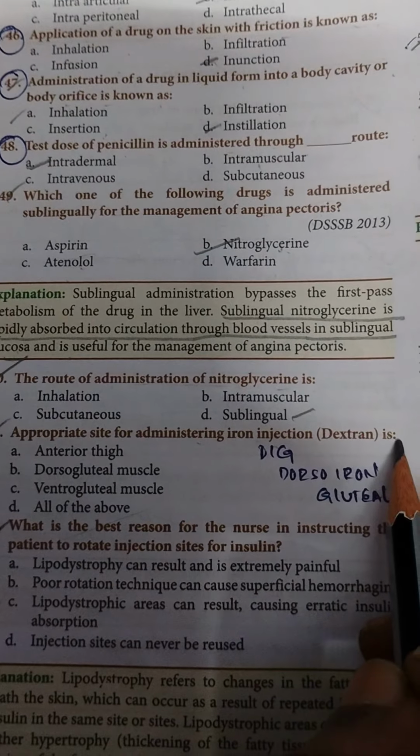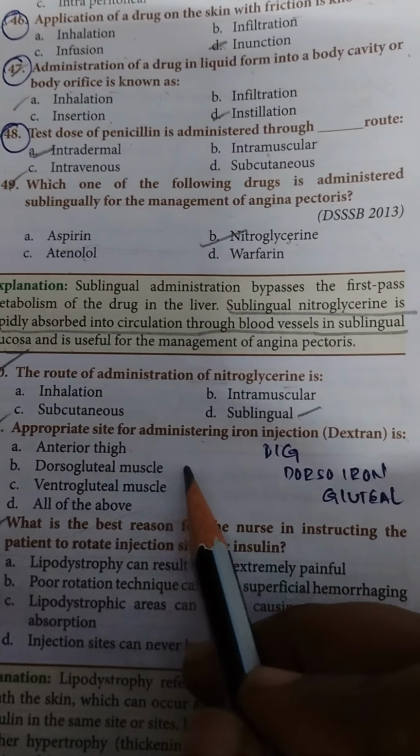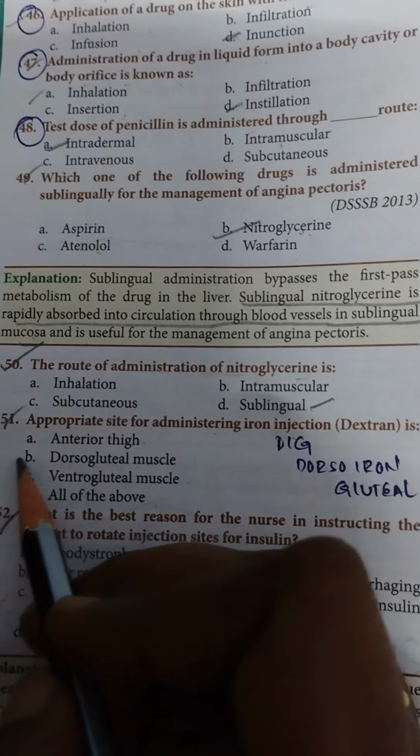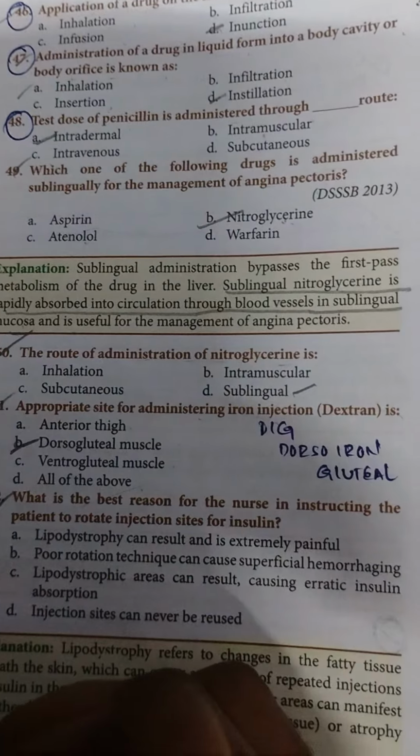Okay. Then, the appropriate site for administering iron injection is: anterior thigh, dorsogluteal, ventrogluteal, all the above. And the answer is dorsogluteal.